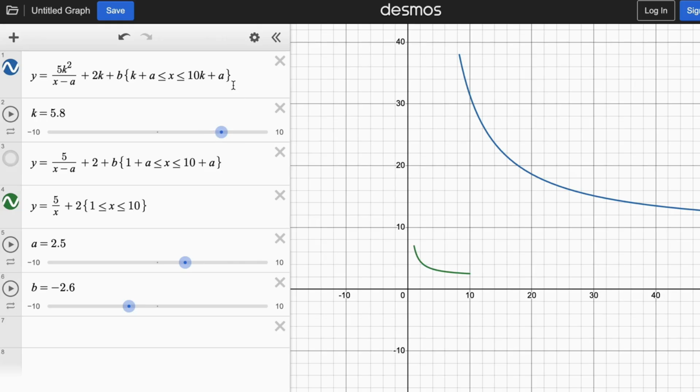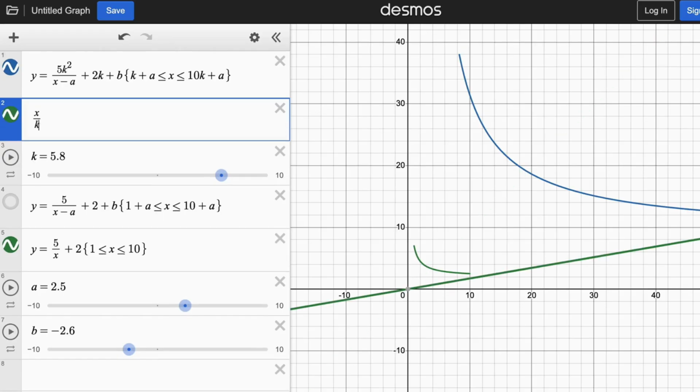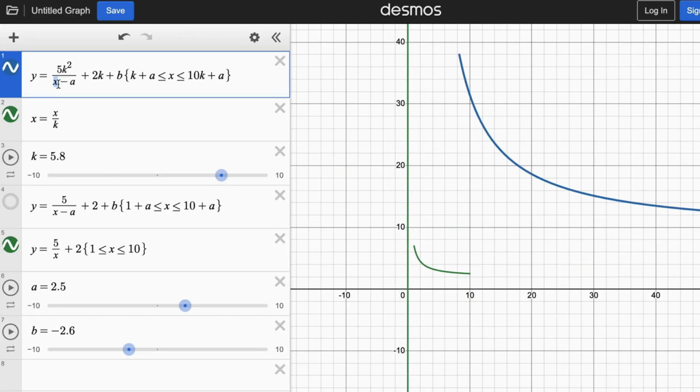So first we need to figure out the horizontal scaling and the vertical scaling. To do the horizontal scaling, we normally divide x by k, and that is going to give us the horizontal scaling. So every x becomes x divided by k. Okay, so what I've done here is this whole thing actually ended up being x divided by k.